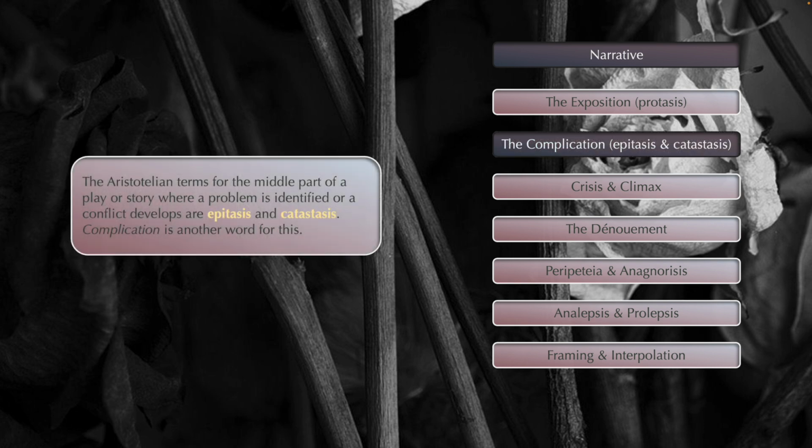So epitasis and catastasis, these are also Aristotelian terms. Terms from Aristotle's treatise on poetry, the Poetics. And he uses these terms for the middle part of a play or a story where a problem is identified or a conflict develops. Complication is simply another word for this, but I do think you should know the terms because sometimes these terms show up in the critical literature.